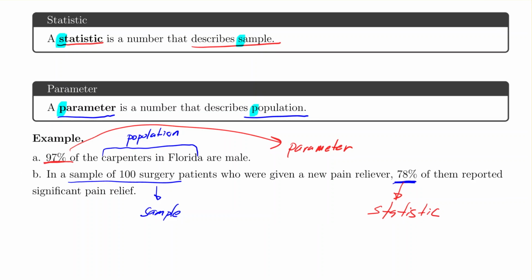Statistic and parameter will become more important later on. We just want to introduce the ideas early because it's important for us to always distinguish whether the data or numerical value we're looking at is from a population or a sample. For example, a proportion from a population and a proportion from a sample must be distinguished.